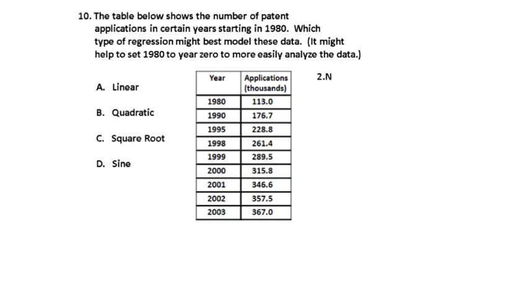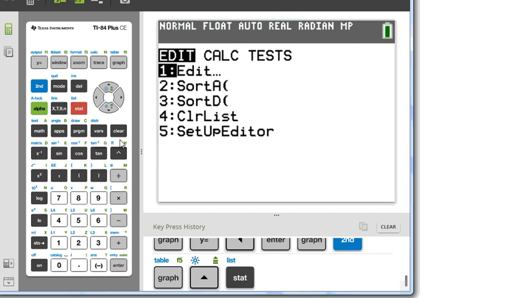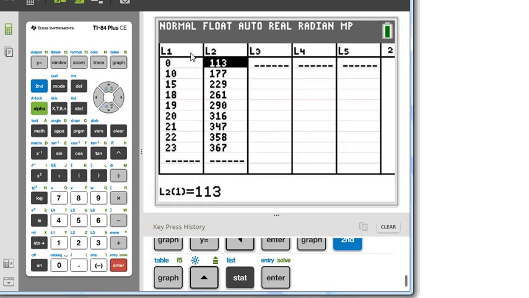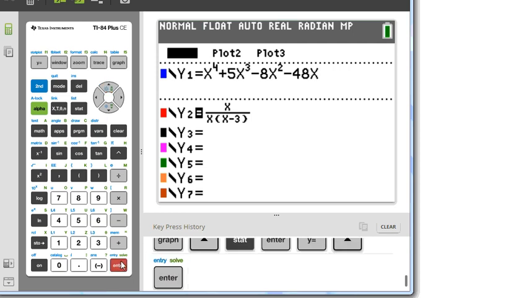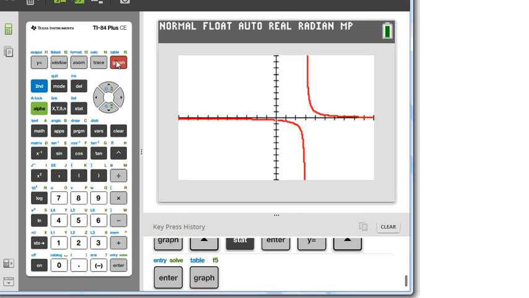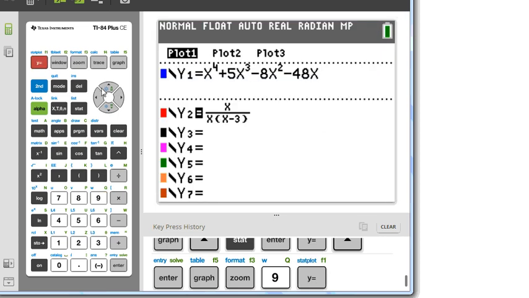Next, 10. The table below shows the number of patent applications in certain years starting in 1980. We'll use regression, like exponential regression, on the data. It might help to set year 1980 to 0 to more easily analyze the data. So what I did is I entered the data in the calculator already, and I went to Stat, Edit, and all the points are there. And what we're going to do is graph this, see what it looks like. So I go up to Plot 1 and turn it on. And then when we graph, I don't see any of the points there. Well, they're outside the window. If we go to Zoom 9, which is ZoomStat, we see this kind of exponential-looking curve. Let's look at that equation.